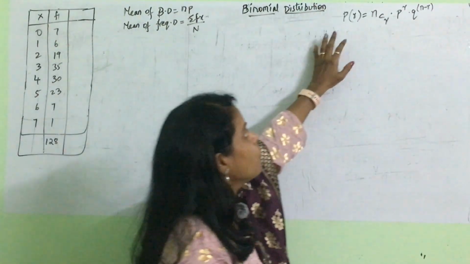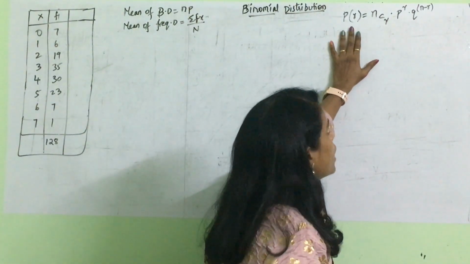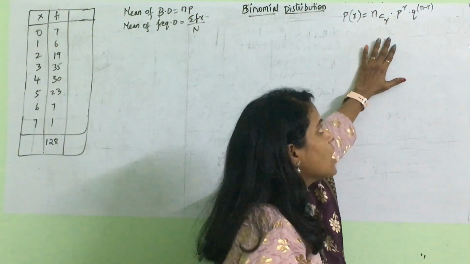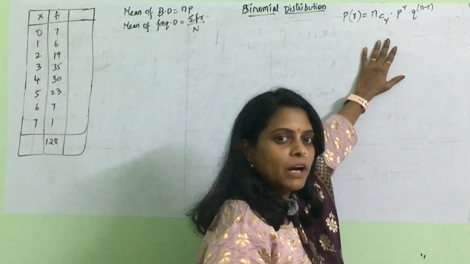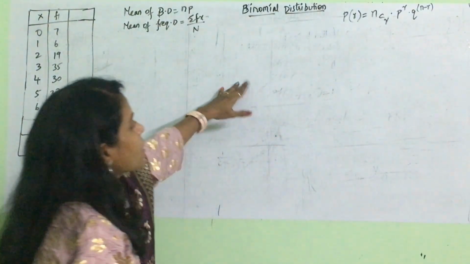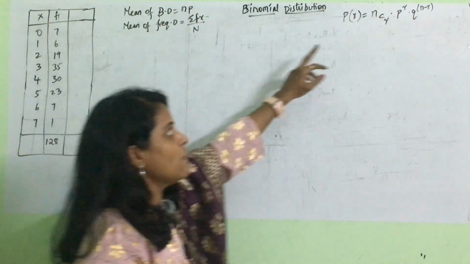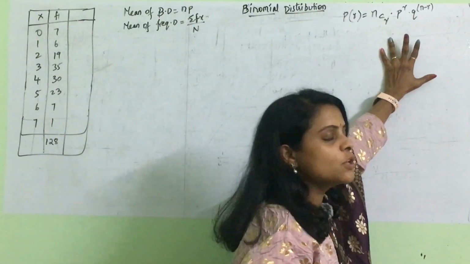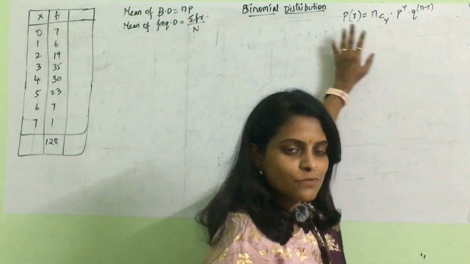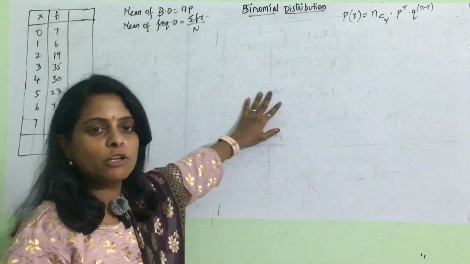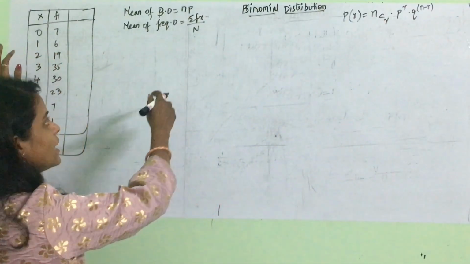This is the formula of binomial distribution, that is P of R equals nCr into P power R into Q power N minus R. So we need to find out what is the N value, what is the P value, what is the Q value, and what is the R value, so that we can fit that into your binomial distribution. How to find out those values, we'll know that.